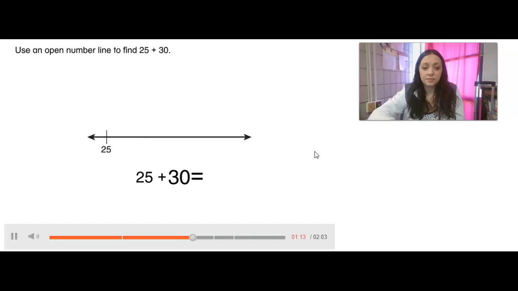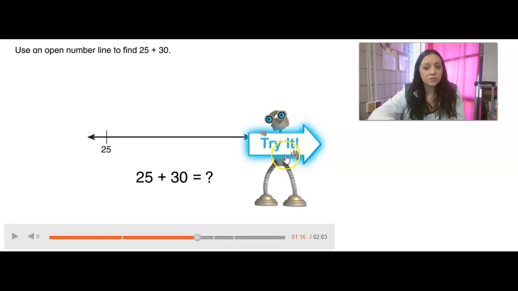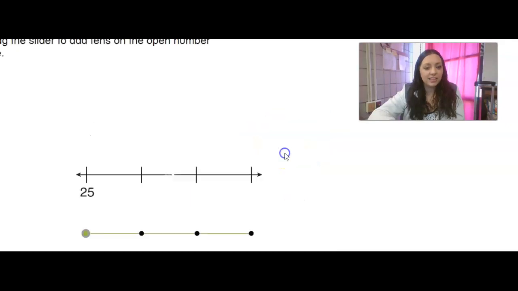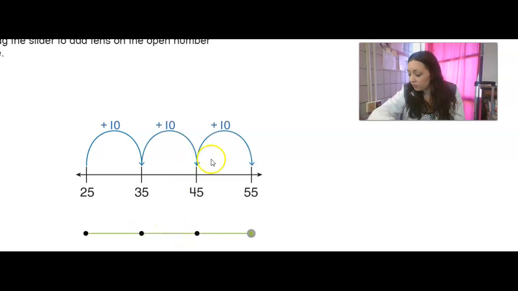Use an open number line to find 25 plus 30. Ooh, 25 plus 30. Let's think about this. It only gave me 3 spots. So watch what can happen. If I drag it to the next one, oh, I dragged too much. I can hop by tens and say 25, 35, 10. Then I can drag it to 45, 10. And then I can drag it another 10 to 55. All right, good job, guys.